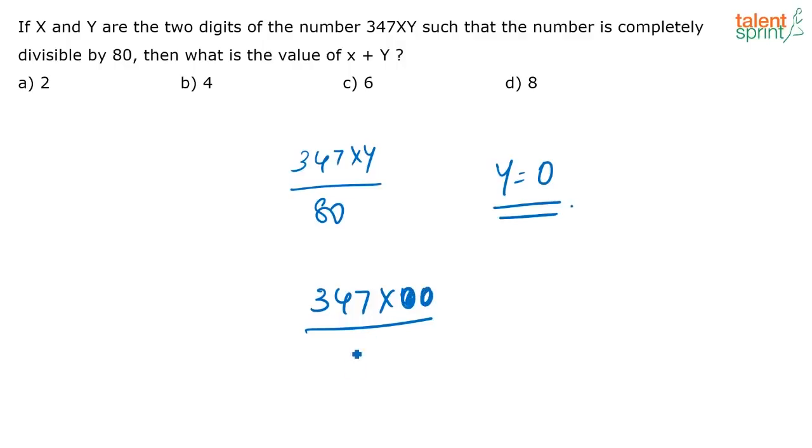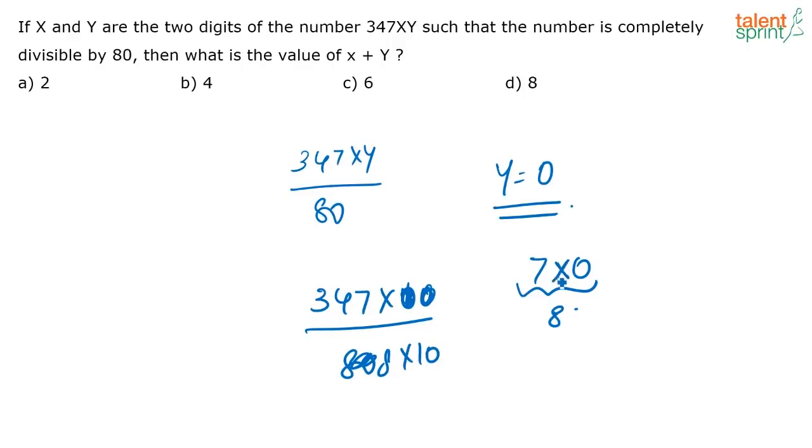Now you have to divide this by 80. So how will you say that? See, 7x0, these 3 digits have to be divisible by 8 for this number to be divisible by 80. It is already divisible by 10, because 80 is nothing but 8 into 10, correct? So here 0 is there. That criteria is satisfied. So I can say directly y is equal to 0.